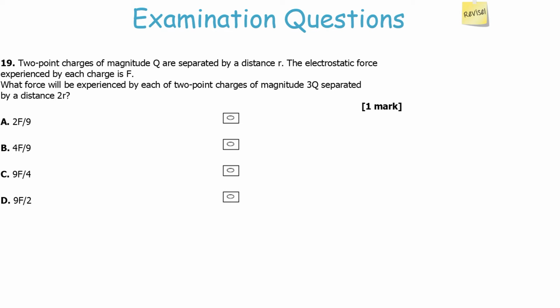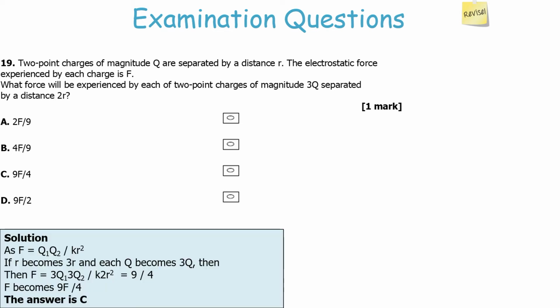Again, it is about the force exerted on each of the 2 point charges. So we've got to use that Coulomb's law equation again, that Coulomb force equation. F is equal to Q1 Q2 over 4 pi epsilon 0 r squared, so Q1 Q2 over k r squared. Now again, we look at how it's changed. We're now separated by a distance of 2r, and each Q becomes 3Q because they've now got a magnitude of 3Q, so we can say 3Q1 3Q2 over k (2r) squared.